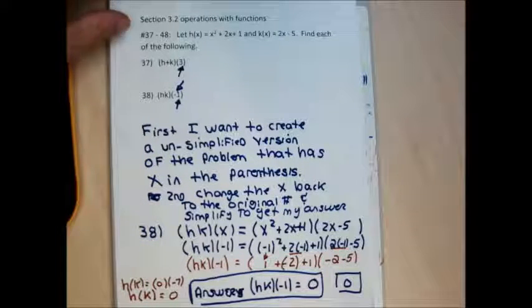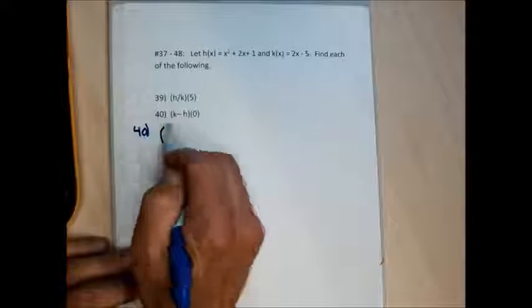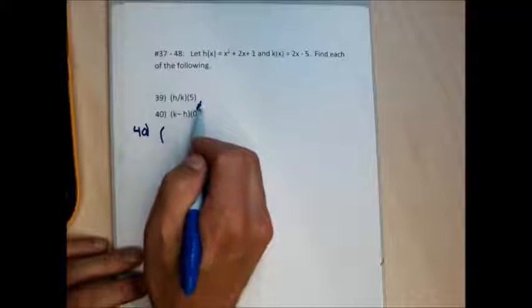So I'm going to move on to 40. For each of these problems between 37 and 48, the first thing I'm going to do is create a version of the problem without the number in the parentheses and replace that number with an x.